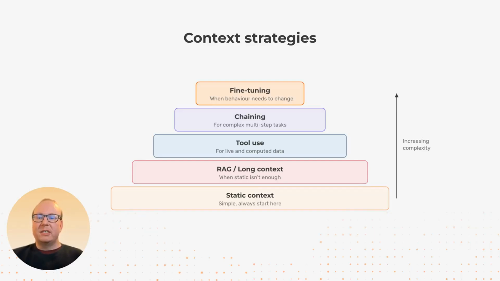Fifth is chaining and decomposition. You break a complex task into steps where the output of one LLM call becomes context for the next. And sixth and finally, fine-tuning. You change the model's behavior itself, which is different from giving it more context, but often gets confused with it. Most production LLM features use a combination of these approaches.